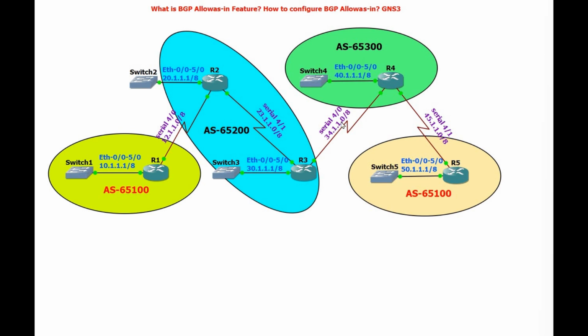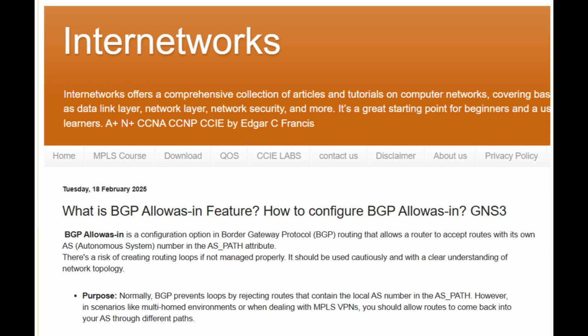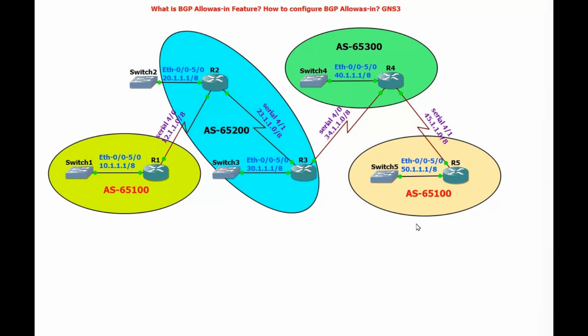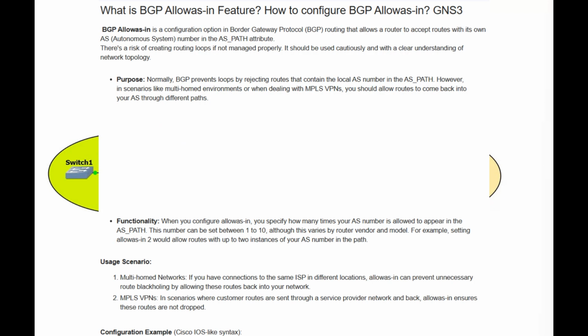Francis. In this video, we are going to see the special feature of BGP Allow-AS. Well, the BGP Allow-AS feature allows BGP to accept routes with its own AS number in the AS path attribute. Remember, there is a risk of creating loops if not managed properly. I suggest you understand this Allow-AS feature.